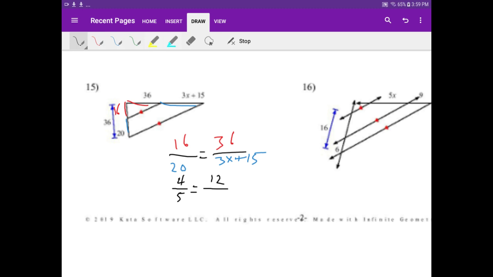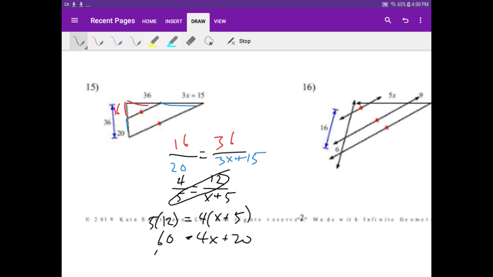Then 3x divided by 3 is x. 15 divided by 3 is 5. Wow, that makes this way simpler. Okay, so 5 times 12. It's 5 and 12. And then on the other side is going to be 4x plus 5. So that's 60 equals 4x plus 20. Subtract 20, you get 40 equals 4x. That's the same as that other one. X equals 10.